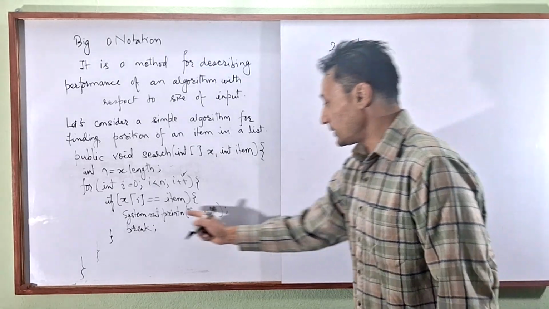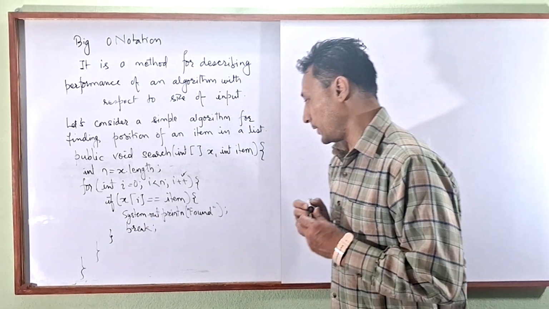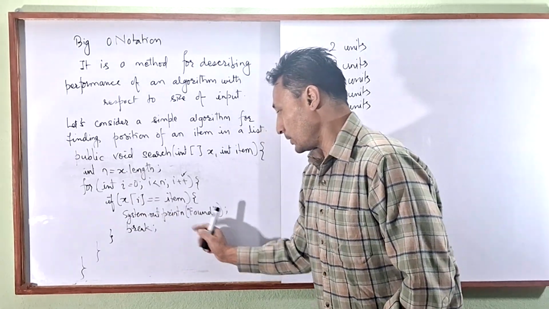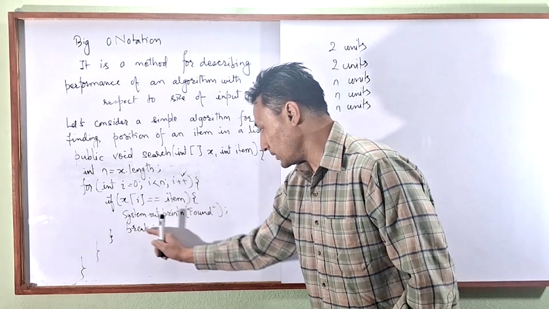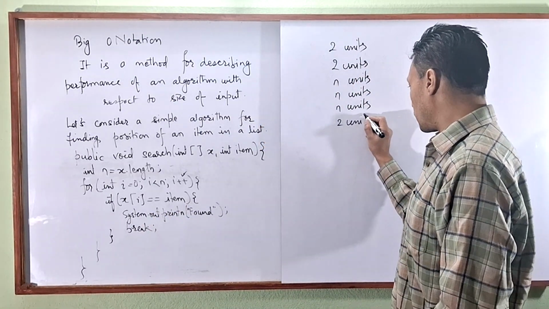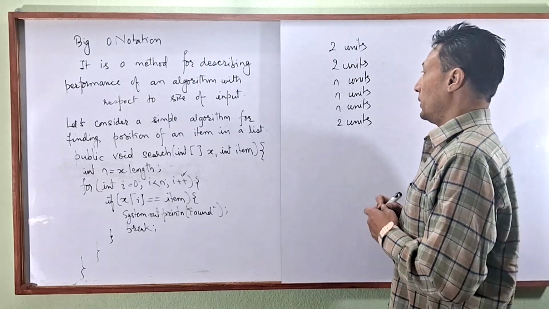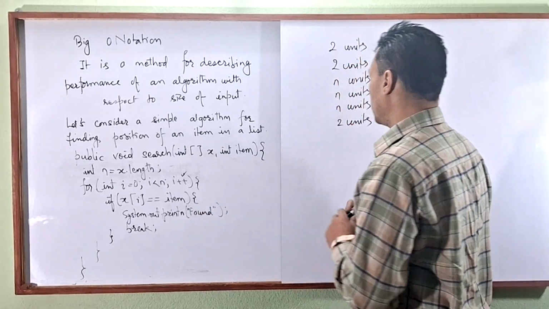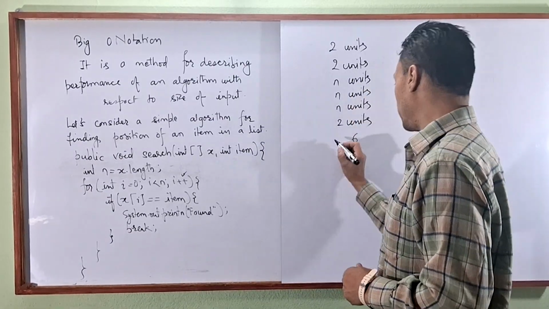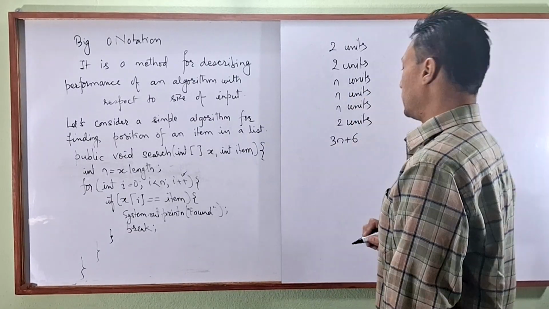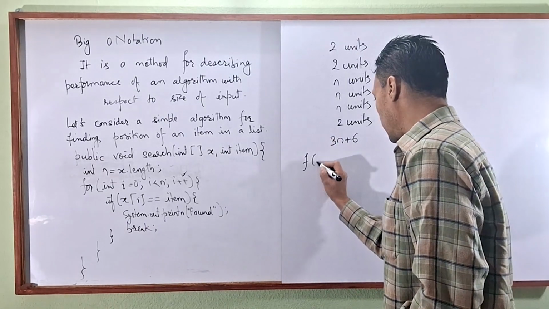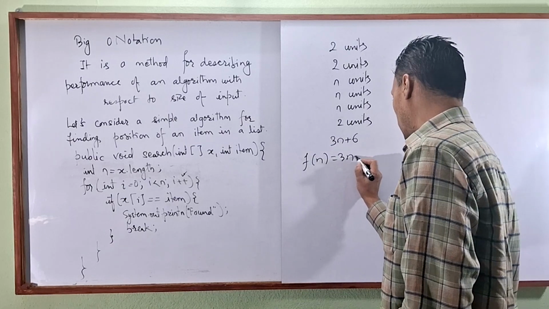Okay. Now the statement within the body of the if will be executed only if this condition evaluates to true. So this block will be executed once, and within this block we have 2 statements. So 2 units of time. In total, the number of units required to execute this algorithm is 2 plus 2 plus 2, that is 6, then 3n. That is the units of time required for this method. Here f of n is equal to 3n plus 6.